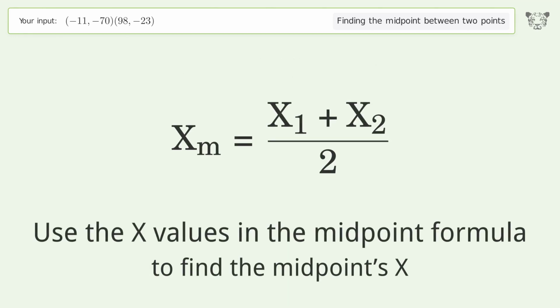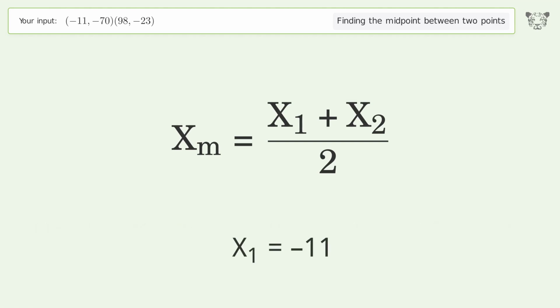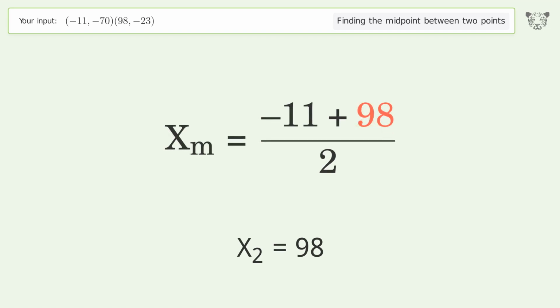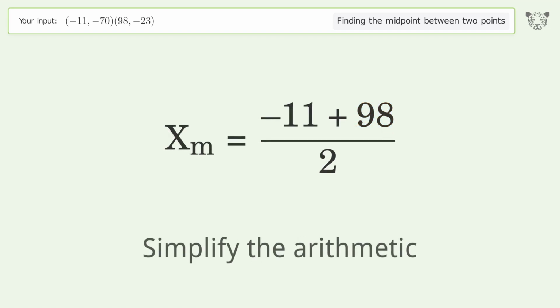Use the x values in the midpoint formula to find the midpoint's x. x1 equals negative 11. x2 equals 98. Simplify the arithmetic.